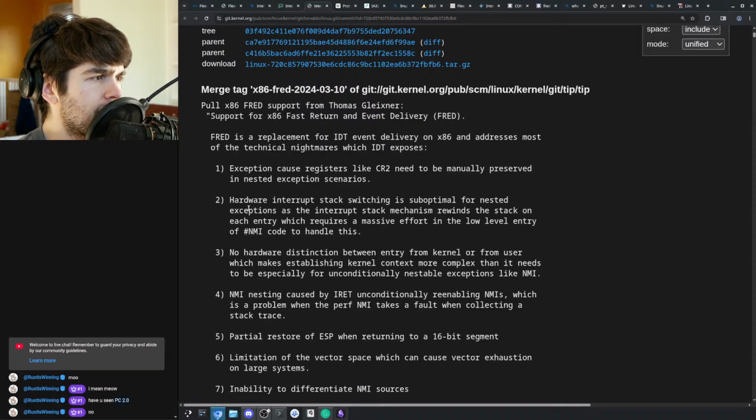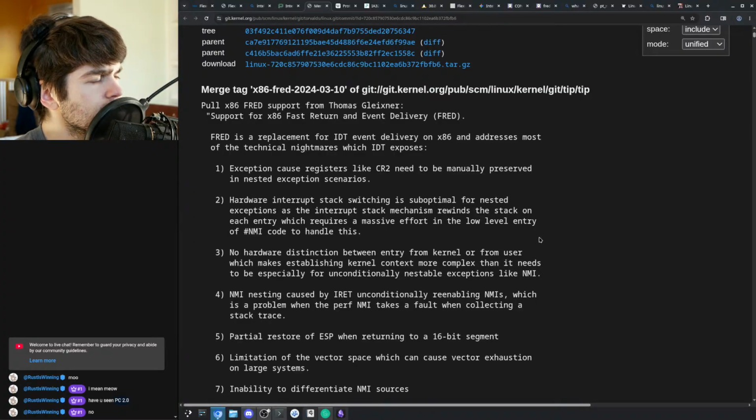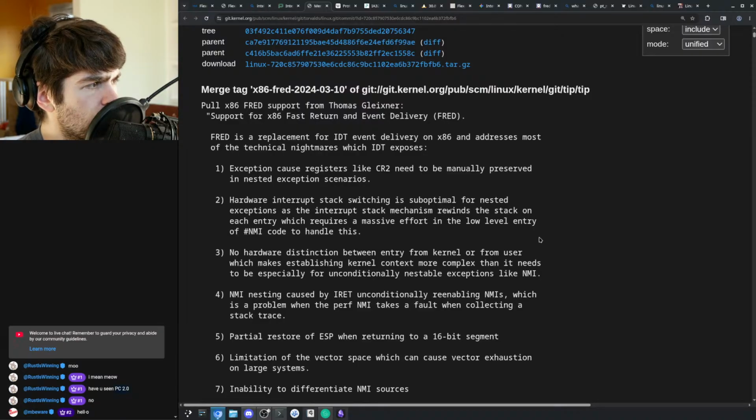Okay, hardware interrupt stack switching is suboptimal for nested exceptions, as the interrupt stack mechanism rewinds the stack on each entry, which requires massive effort in the low-level entry code to handle this. Okay, I have no clue what this means.